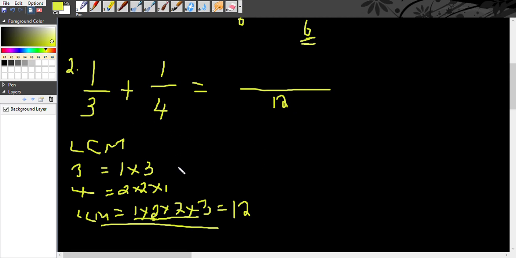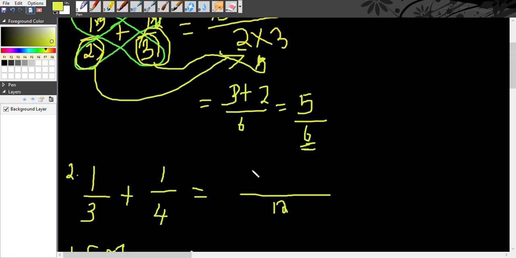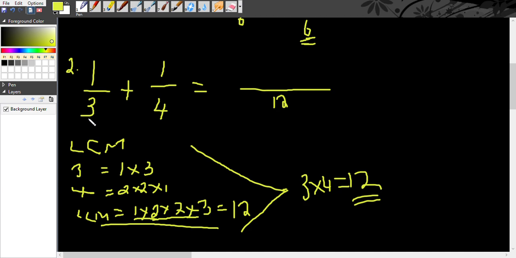Of course, all this could have been simplified by saying 3 times 4 is 12, which is what we have there. Remember what we did earlier? We say how many times does 3 go into 12? That will be 4. So 4 times the numerator of 3. How many times does 4 go into 12? That is 3 times. So 3 times the numerator of 4.